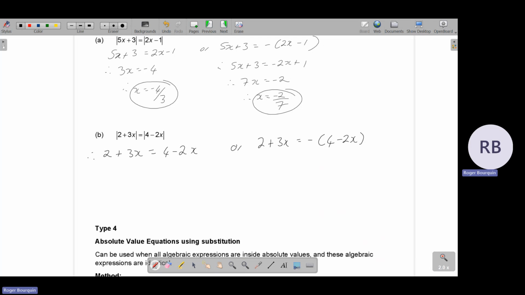I still have 4 plus 2x, right? Where are you getting 3? Oh, I used the wrong thing. One of my calculators is off. So you should have one answer is 2 over 5. Now the answer was negative 6, right? Yes.